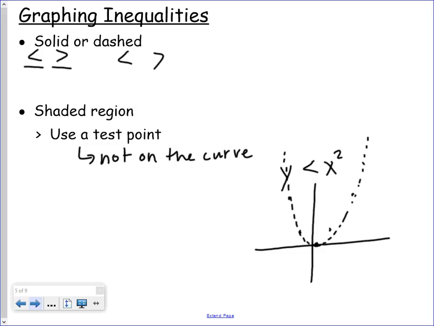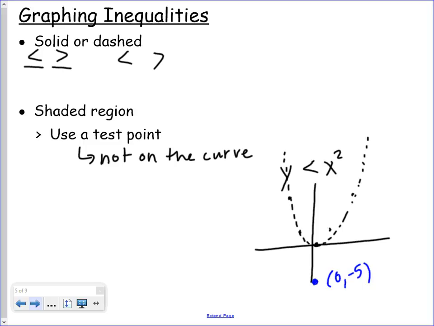Remember, some of you might have a rule for that. That's okay. But if you're unsure about it, pick some test point. And that test point can be anywhere. You might pick a test point that's inside the parabola. You might pick a test point that is outside the parabola. I'm just going to pick this point right here. I'm going to call it (0, -5).